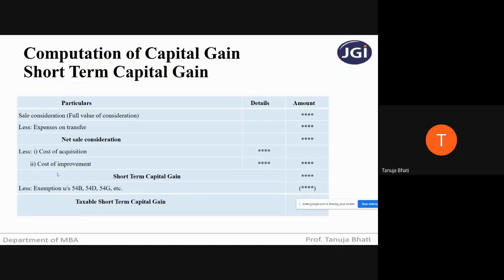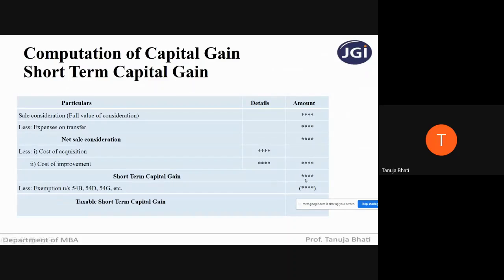So cost of improvement is nothing but all the cost incurred to increase the quality of the asset, to increase the value of the asset. If I have renovated the house, it is called cost of improvement. If I have done reconstruction of one more floor, it is called cost of improvement. So whatever cost I incur in improving the asset also has to be deducted. From the net sales value, when you deduct cost of purchase and cost of improvement, you get short-term capital gain.